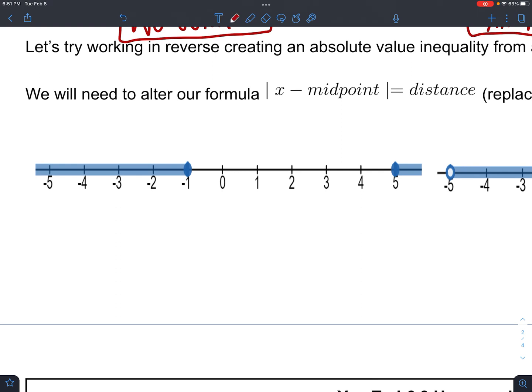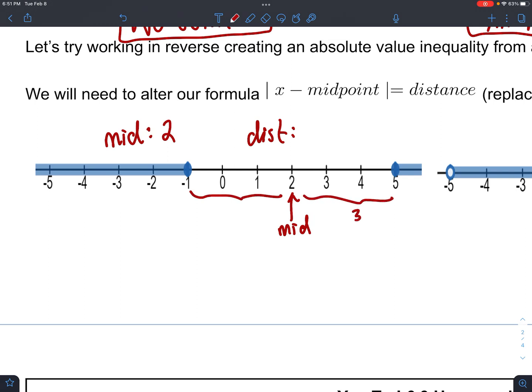And then really quick here, we can use that same formula to generate an equation from a picture. It is the same idea. If we find the midpoint and the distance between the points, we can write the equation. So let me show you what I mean. So 2 is right in the middle. This is the midpoint. And the distance to the points that resemble x in both directions is 3.